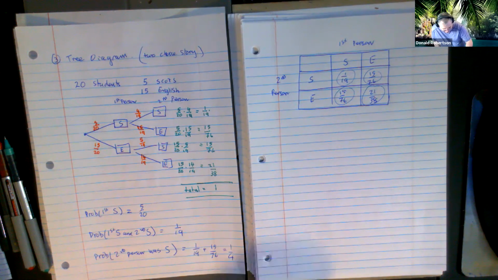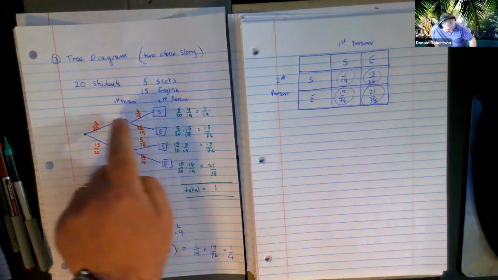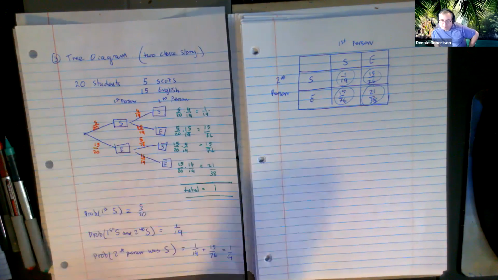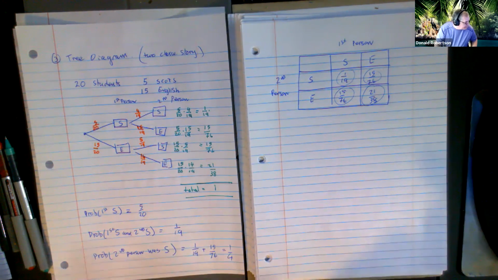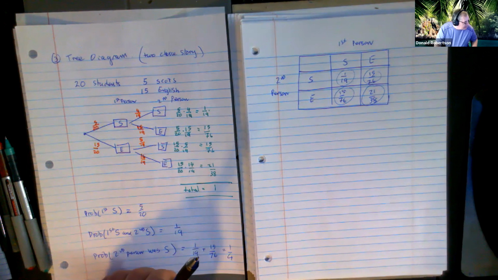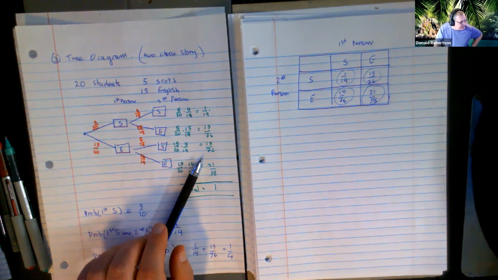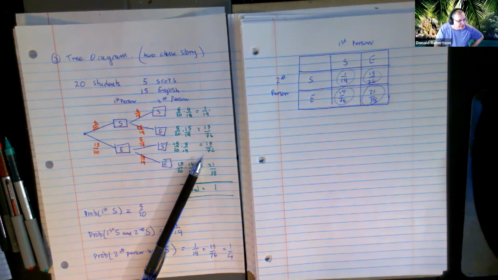I'm just putting them into a little table, which is just a different way of organizing this information here. And that's the end of this tree diagram. And that is the end of, believe it or not, simple probabilities.